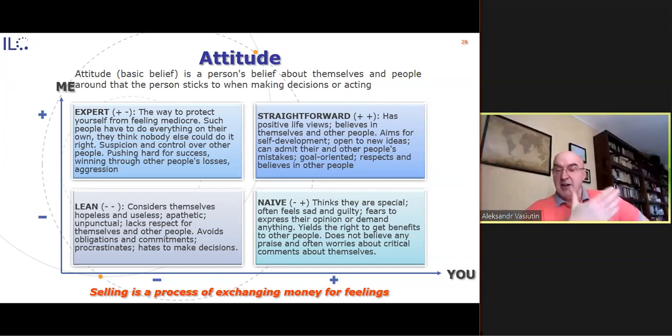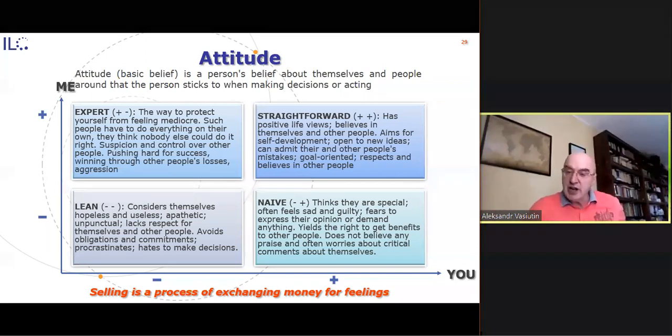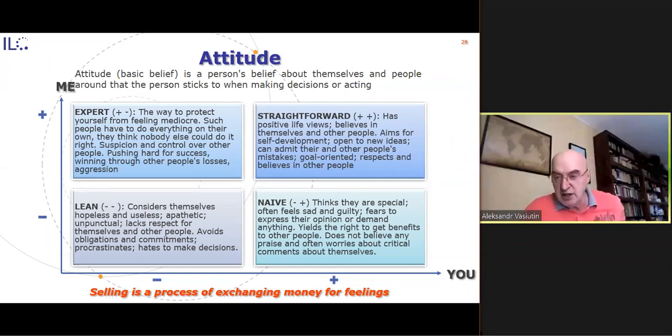Straightforward people. They say, you are good and I'm good. Great, we are both good. They are positive thinkers. They believe themselves. They believe in others. They aim for self-development, self-improvement. They respect and believe other people. Do we have such people? Yes, there are a lot of them.